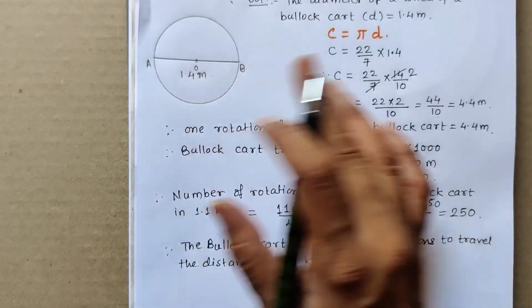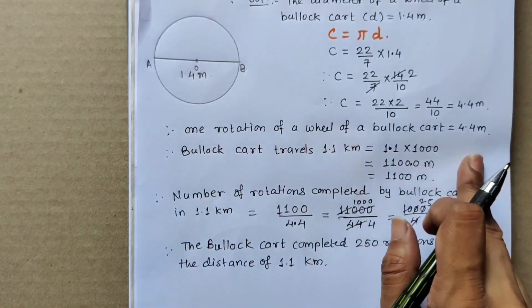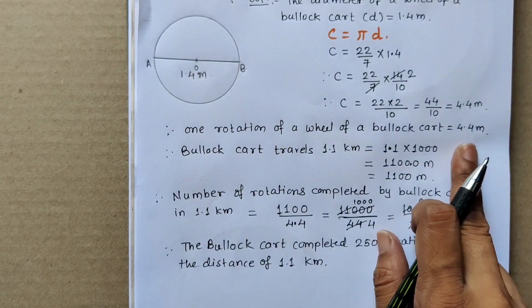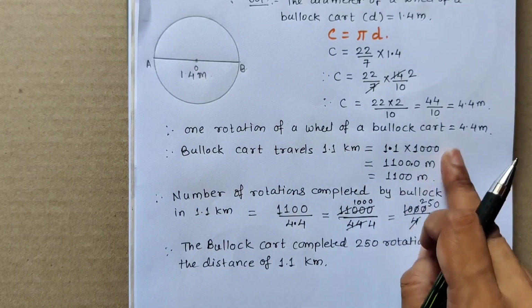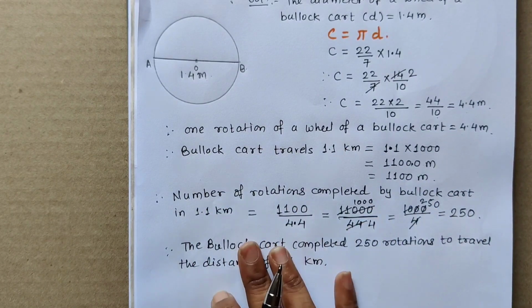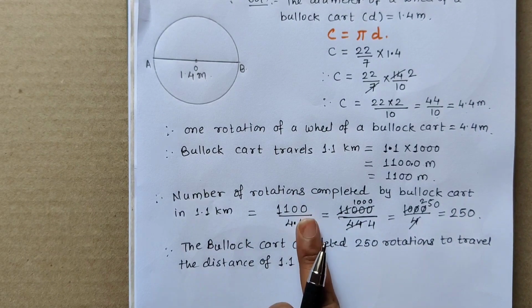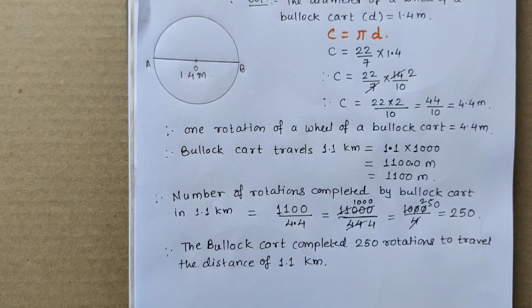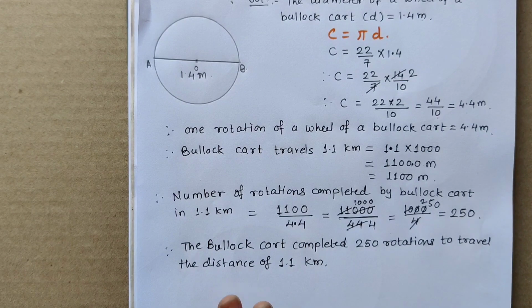Draw the diagram here. First find out the circumference. Circumference means one rotation. One rotation is in meter. The distance is given in kilometer. Convert kilometer into meter. Then we have to find out the number of rotations by the distance travelled upon the circumference of the wheel, that means upon one rotation of the wheel. And in this way we can get the number of rotations the bullock cart completed to cover the distance of 1.1 kilometer.